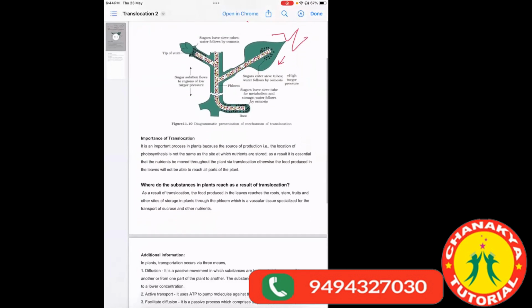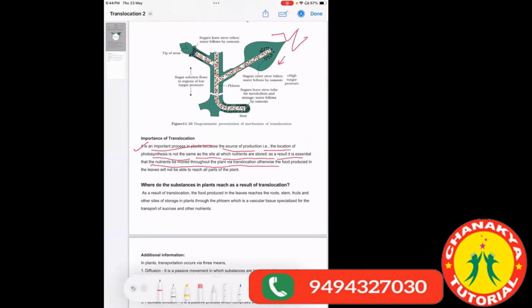Now, why is it important? It is an important process in plants because the source of production, that is, the location of photosynthesis, is not the same as where the nutrients are stored. As a result, it is essential that the nutrients be moved throughout the plant through translocation. Otherwise, the food produced in the leaves will not be able to reach the other parts of the plant. Now, what happens? It is like the hormones. They are produced here.